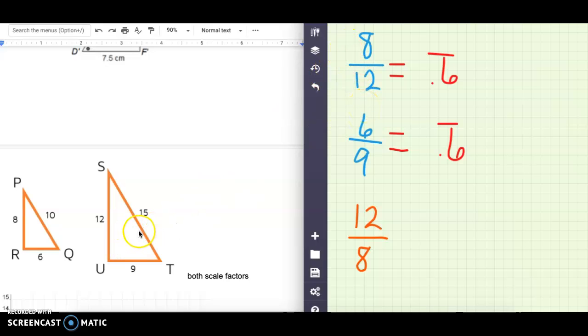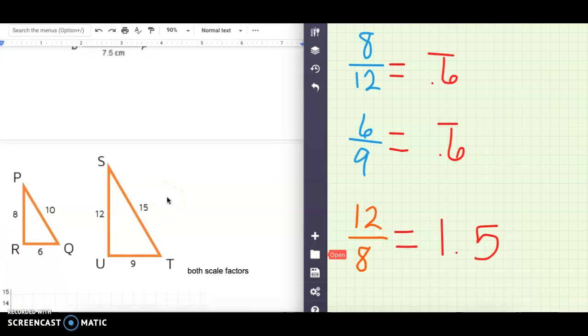But what if you're going from the big to the small? You can do either way, and all you do is you flip that fraction. So here we have 12 over 8 if you're going from the big to the small. And if you put that in your calculator, you're going to get 1.5. So it depends on whether you're going from small to big or big to small. Both scale factors are appropriate.